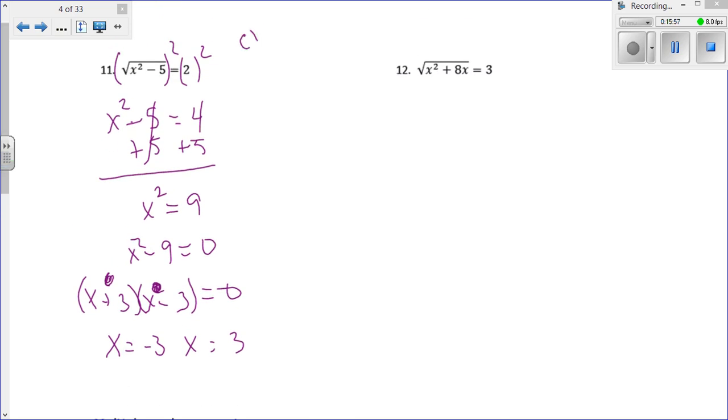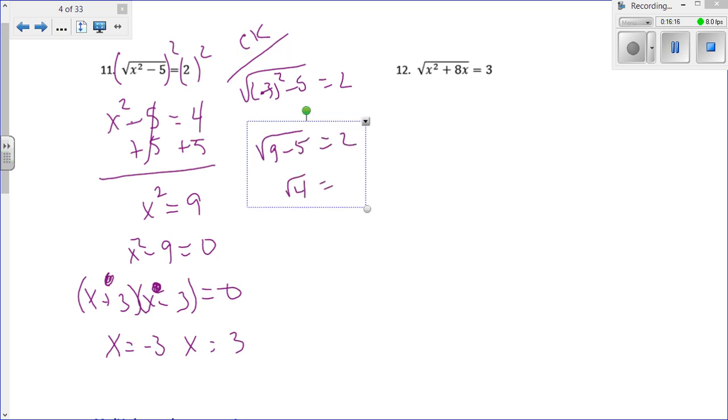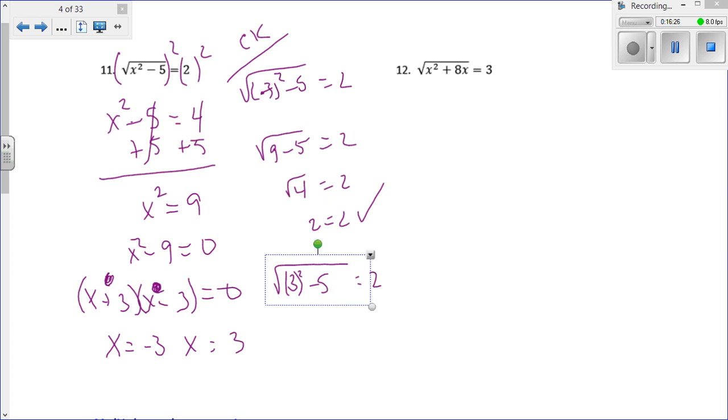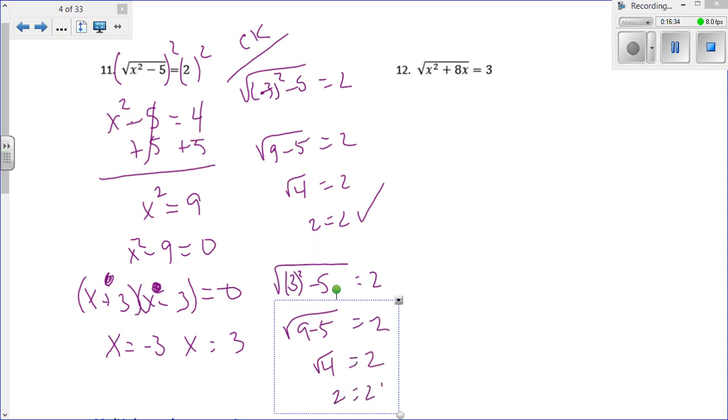So unfortunately, when you get two answers, that means you have to do two checks. So the square root of negative 3 squared minus 5 equals 2. And it is a negative. And when I square that, I'll get 9 minus 5 equals 2. Square root of 4 is equal to 2, so 2 equals 2. So negative 3 works out. And that should mean the other one works out. 9 minus 5. And we'll get square root of 4. So 2 equals 2. So they both work.